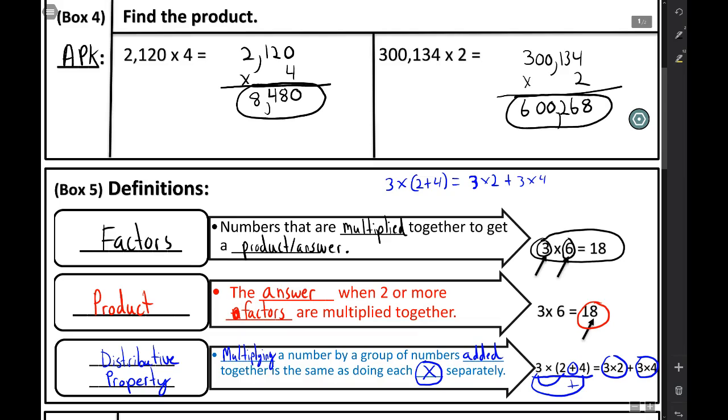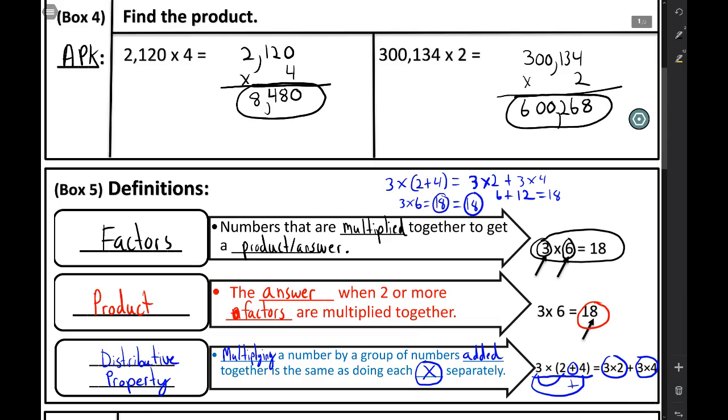Well, I would do the parentheses first, so that is going to be 6. So I would go 3 times 6, and I would get 18, okay, equals, and we're going to see if this equals over here. So 3 times 2 is 6, plus 3 times 4 is 12, okay? So if I add these together, I get 18. So again, you can see 18 and 18.